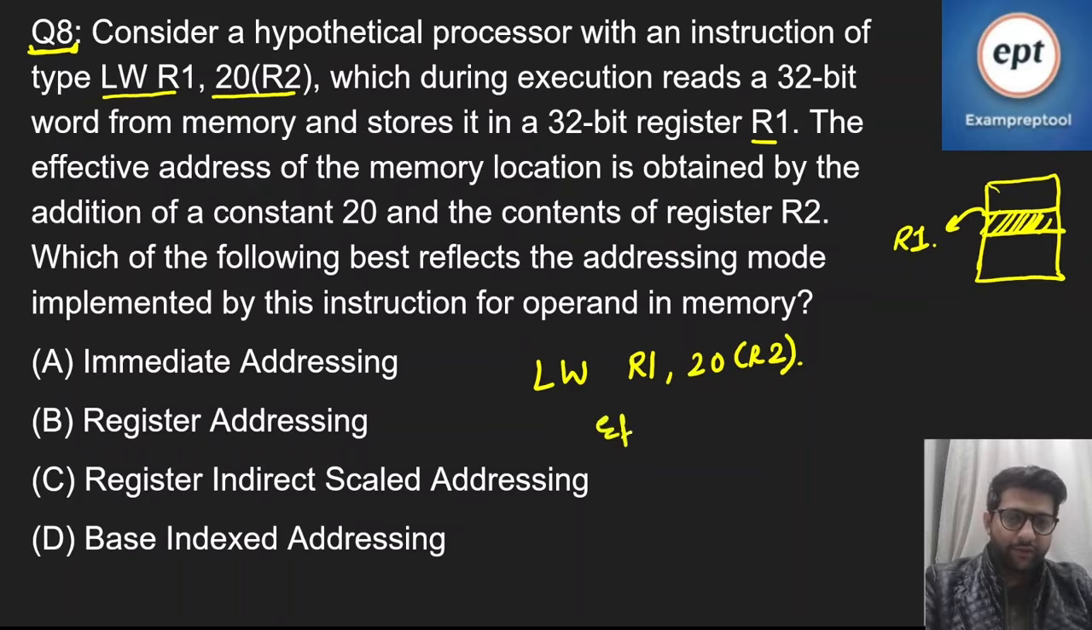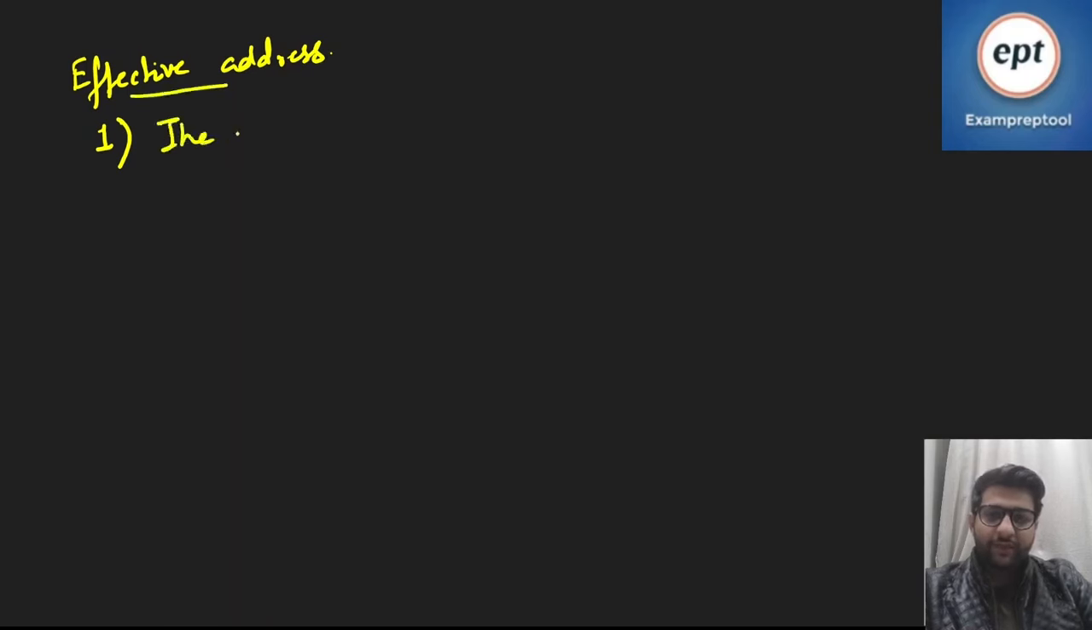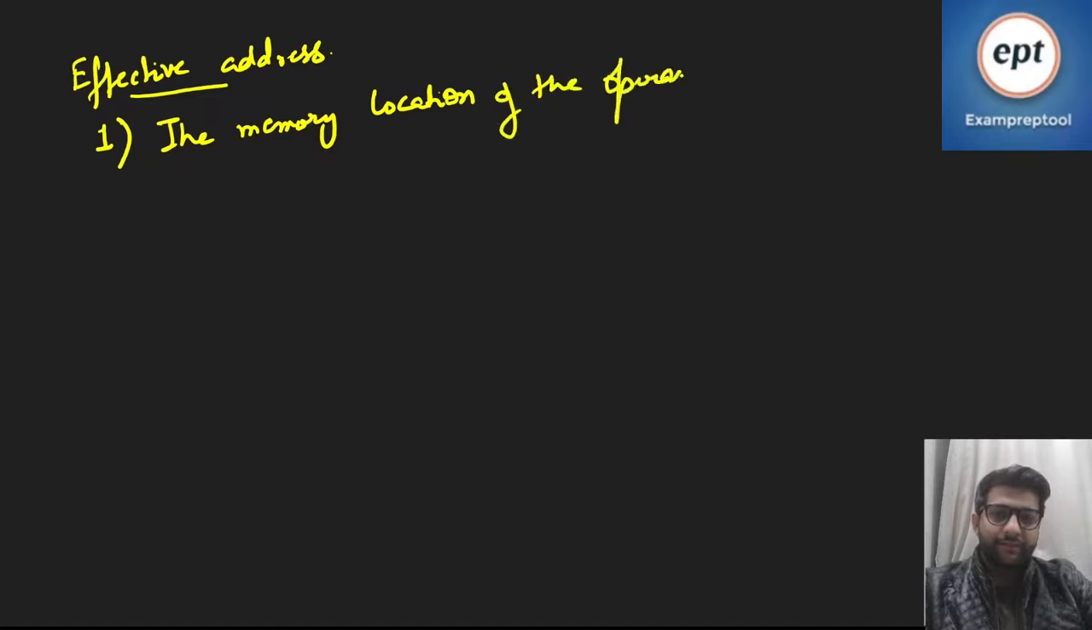So first of all, what is effective address? If it is an arithmetic operation, the effective address is the memory location of the operand, right? The address at which this operand is stored is the effective address of that particular operand.